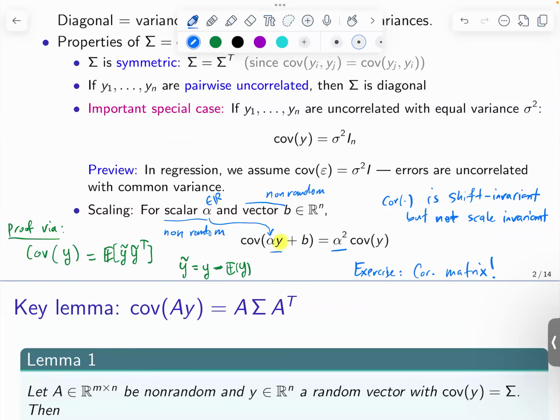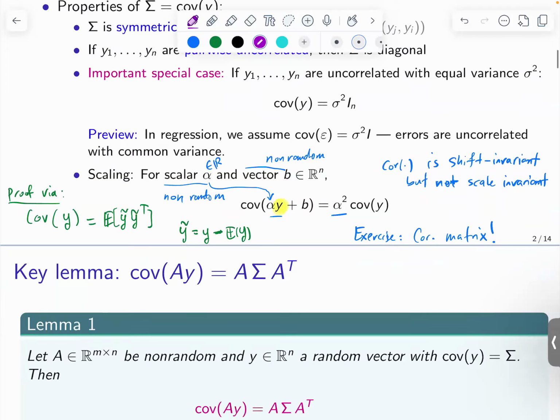So now we're going to do a very important property, which is a kind of generalization of this fact. If you remove b, you get alpha y, and the covariance will be alpha squared times the covariance of y. So a sweeping generalization is what happens if I compute the covariance of AY, where A is a matrix. Y is a random vector, A is a deterministic matrix. I can ask what is the covariance of AY. Let's say A is m by n.